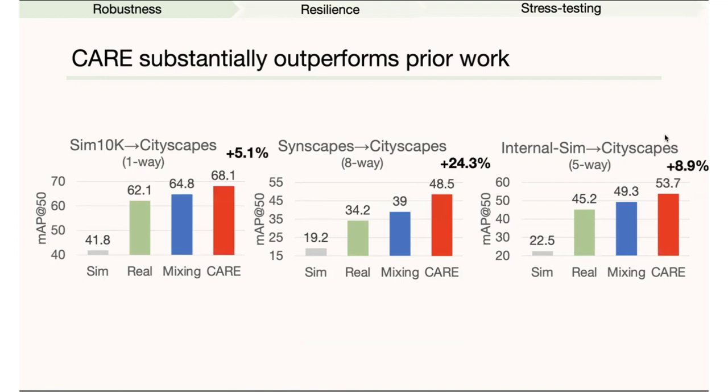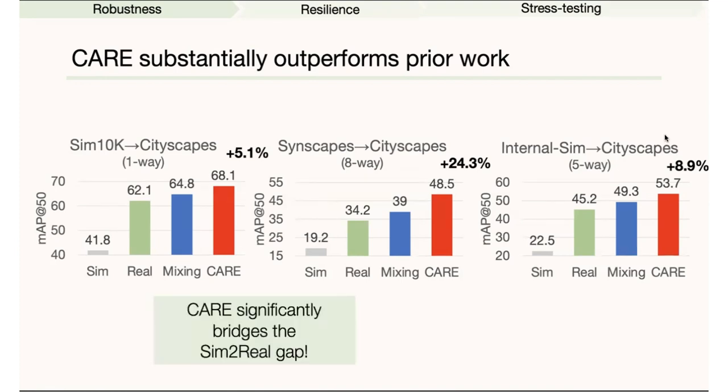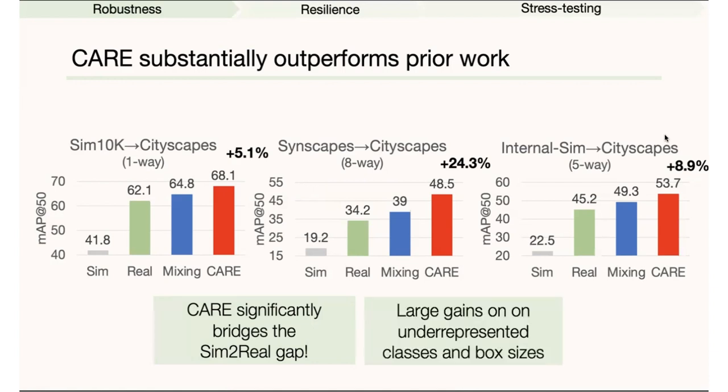Consider, for example, the Synscapes to Cityscapes plot in the middle. We show that we can get significant gains. That's a relative improvement of almost 25% by plugging in our objective, and we have ablations and so on that show that each part of our approach is effective in bridging this gap. And in particular, we have analysis that shows that the largest gains that we get are on underrepresented classes and underrepresented box sizes and locations.